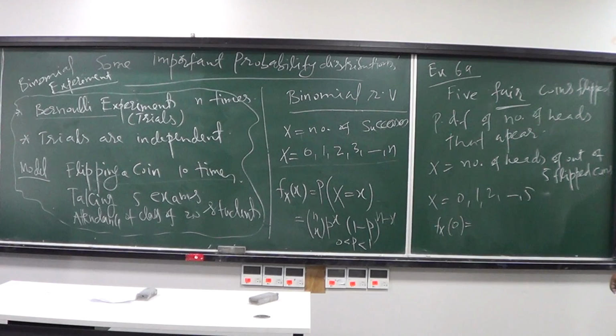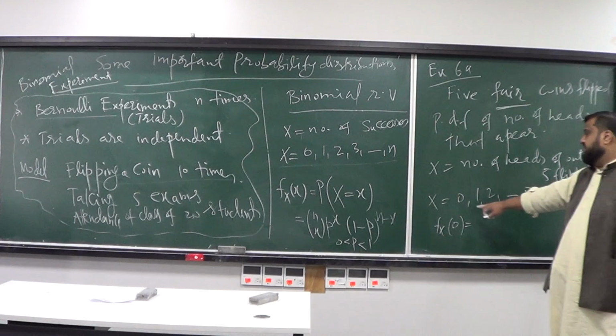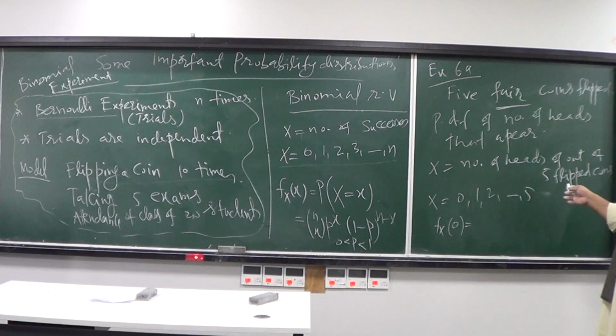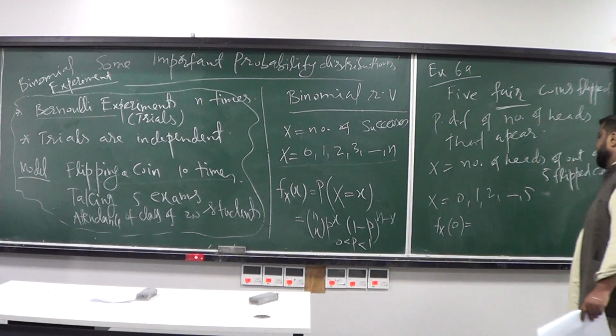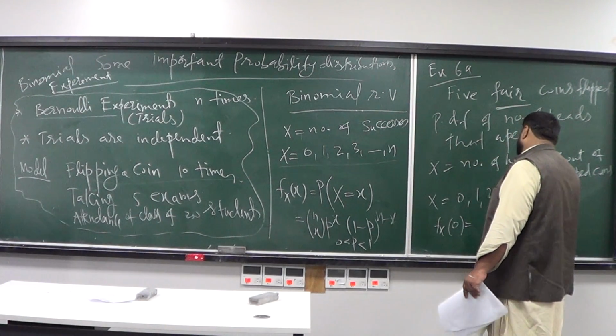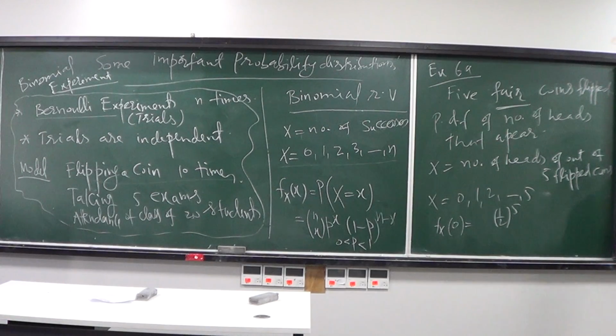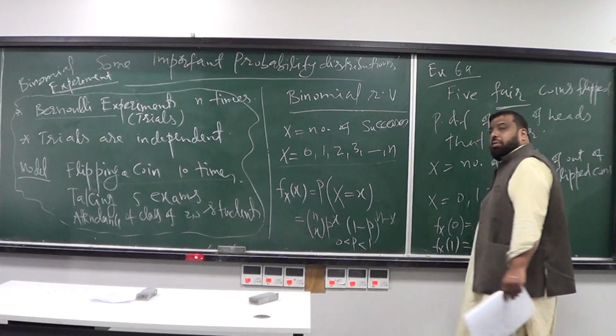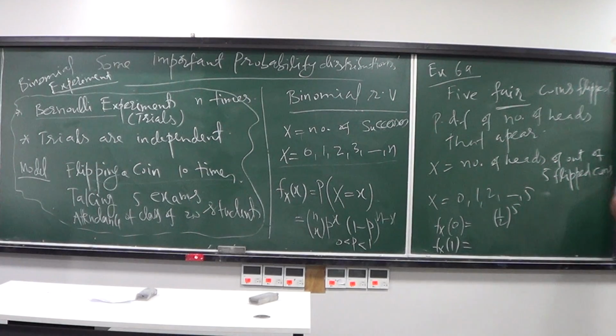So fx of 0 is going to be simply, what would be the interpretation of 0? The number of heads is 0, so no head occurs. So all 5 are tails. If all 5 are tails, you have 1 over 2 raised to 5 as the fx of 0, because all 5 are tails. What would be fx of 1? In other words, what is the probability that x is 1? So you get 1 head.